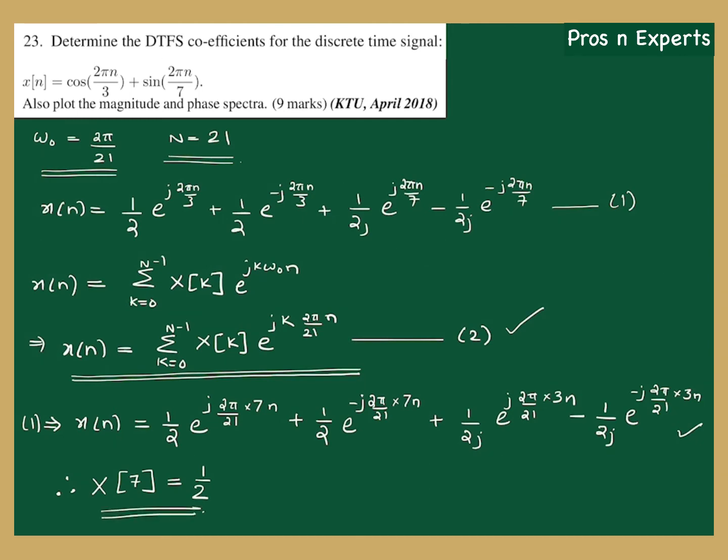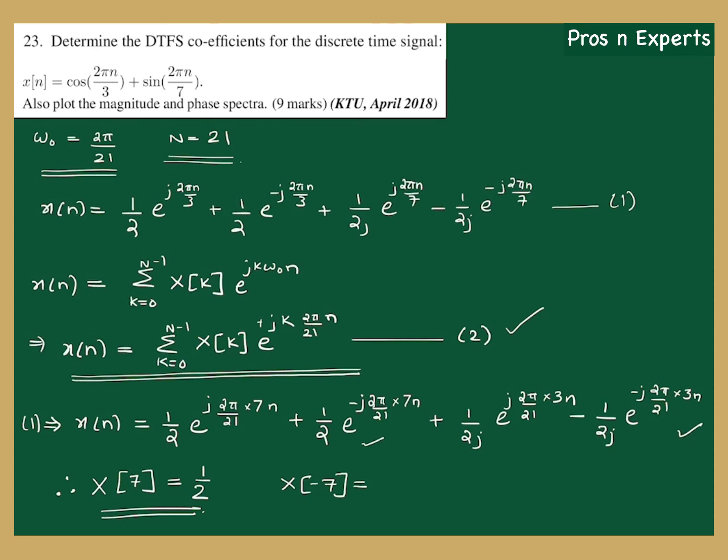And similarly, what will you get from the second term? First, let us check what k this term corresponds to, and it's nothing but minus 7, right? It is not 7, it is minus 7, because we are comparing e raised to plus jk 2 pi by 21 with e raised to minus j 2 pi by 21 into 7n. So here k equal to minus 7, not plus 7. So we will get x of minus 7 from this term.